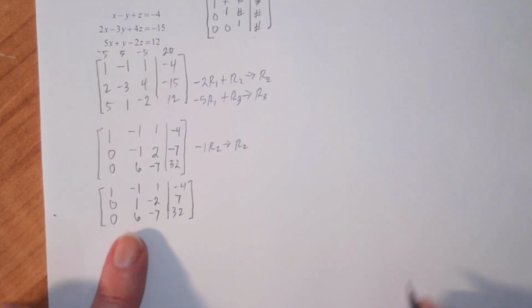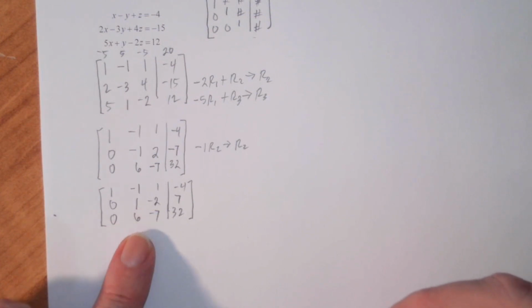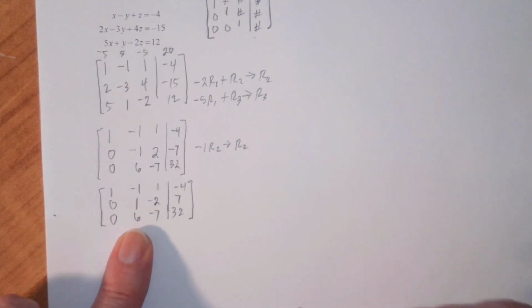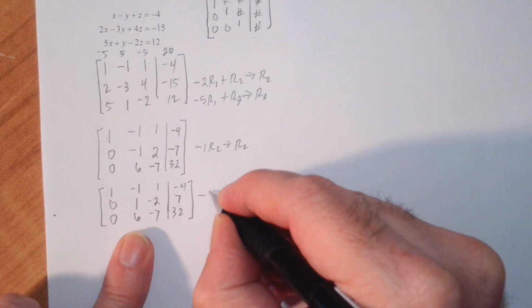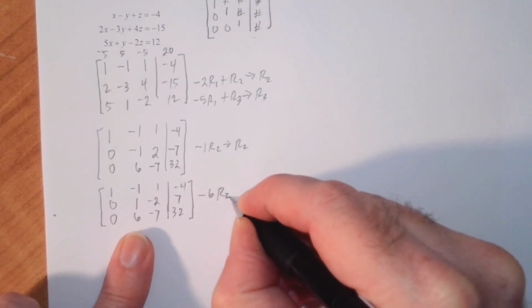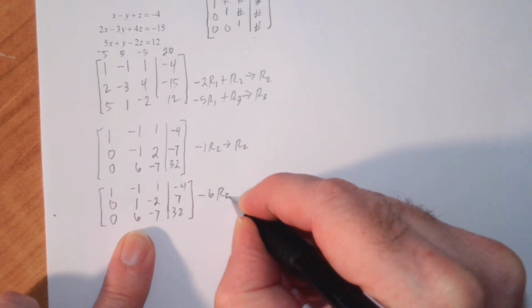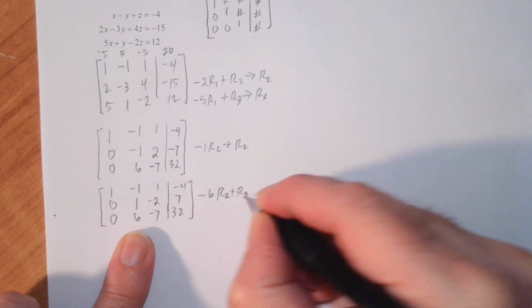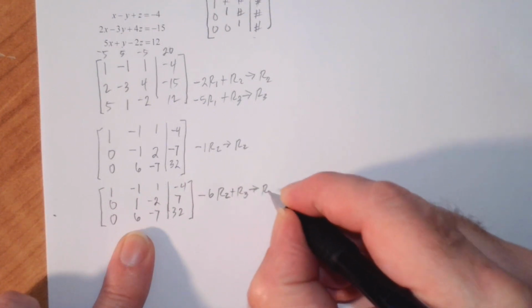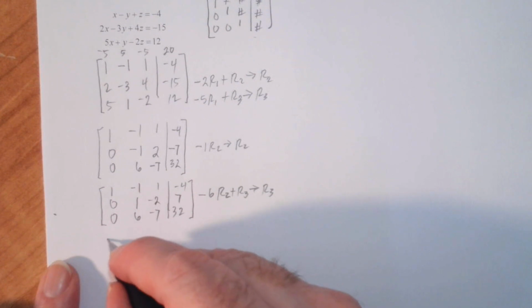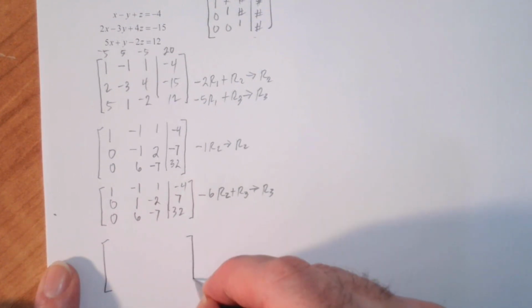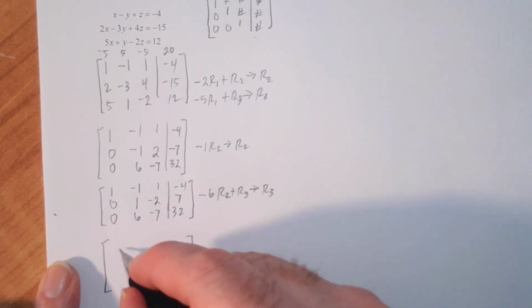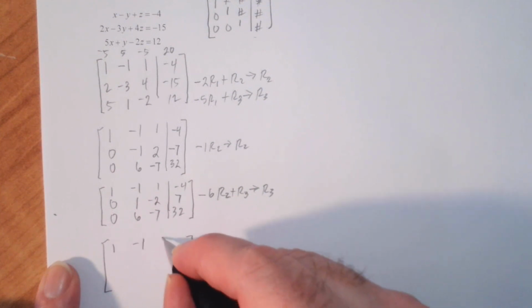And so now that we have this 1, we want to use it to get a 0 here. So we'll do -6 times row 2, and we're going to add that to row 3, and that'll be the new row 3. All right, so row 3 is the one that's changing, so we can go ahead and put in the first 2 rows.